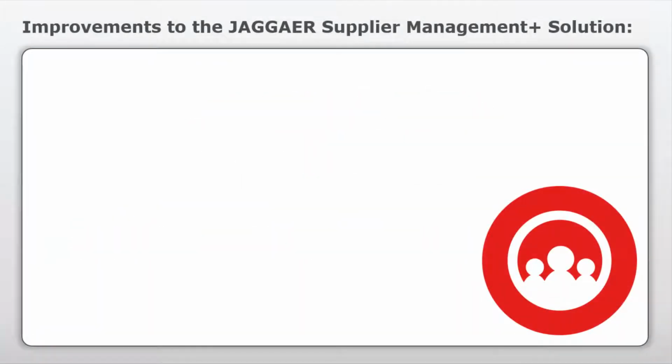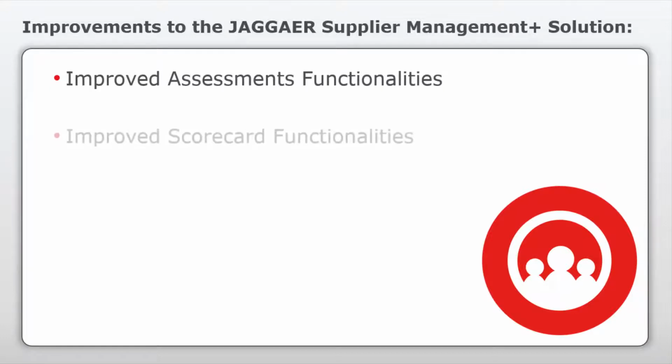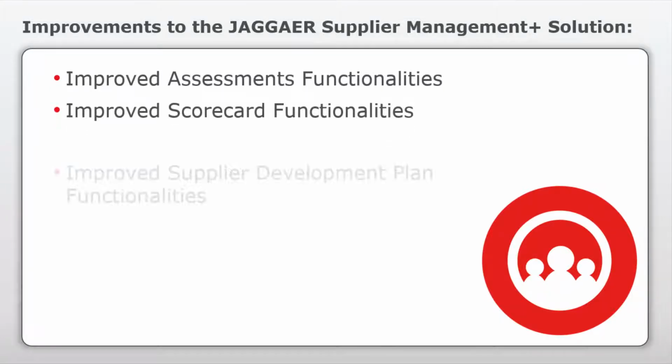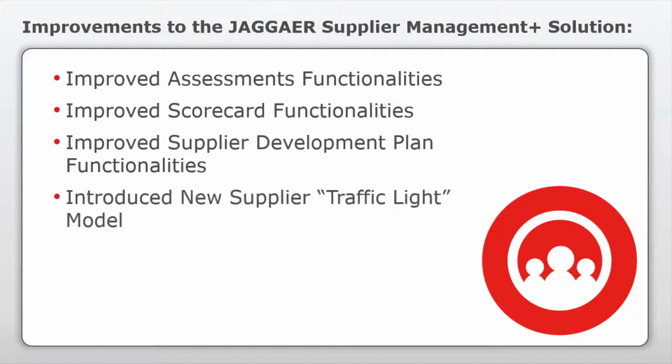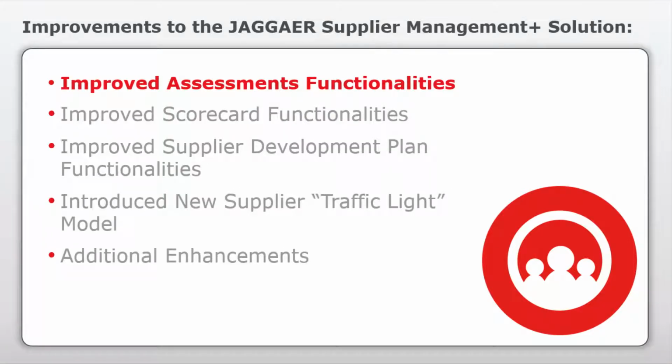In the 20.1 release, customers will have the opportunity to take advantage of several useful enhancements, including improved assessment functionalities, improved scorecard functionalities, improved supplier development plan functionalities, a new supplier traffic light model, as well as other useful enhancements that we'll discuss briefly toward the end of this video. The first set of features we'll discuss include JAGGAER's redesign of the supplier assessment functionality and new permissions for assessment group members.